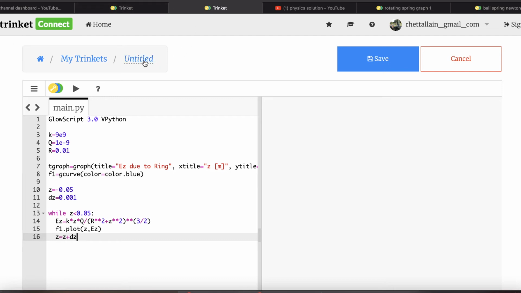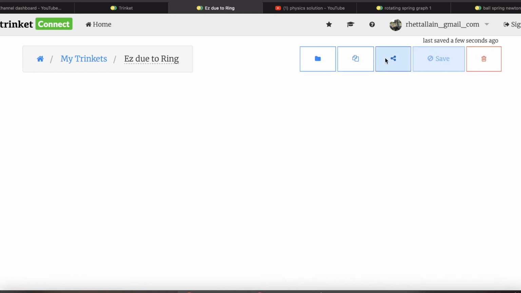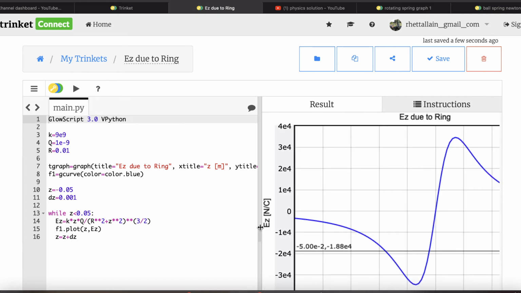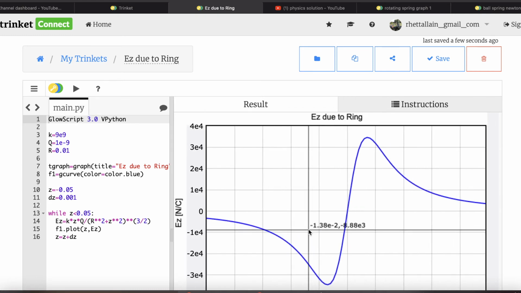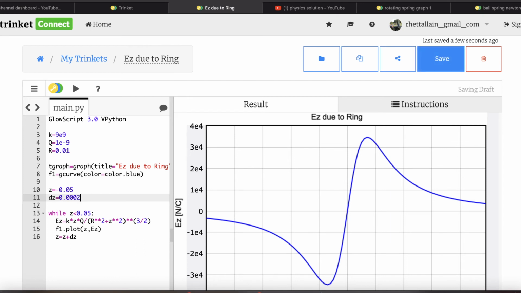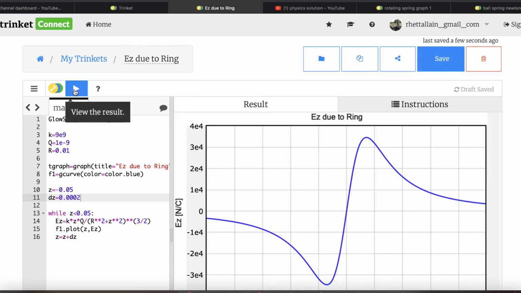I didn't save it. Ez due to ring. I like Ez. This seems like it's too easy, but I feel like I'm missing something. Well, I'm not missing something. Check that out. Okay, that's exactly what you want. So actually I think it's a little jagged there. So let's make this a little bit smaller. 0, 2. Yeah, that looks nice. Very nice.